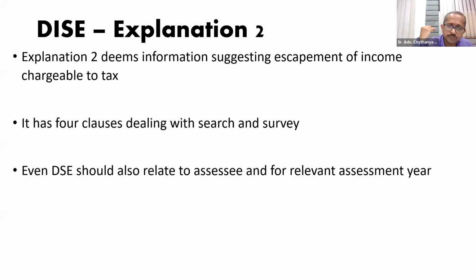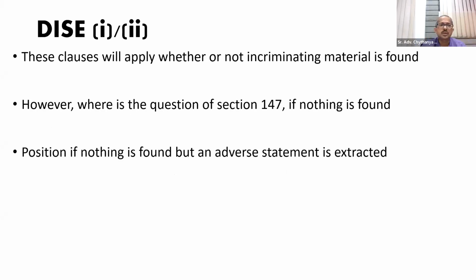So, which are these two? Look at clauses 1 and 2. Search is initiated in your case, or a requisition is made in your case, is clause 1. Clause 2 of explanation 2 is a survey other than TDS survey. So TDS survey is left out. It has got nothing to do with assessment of your income.